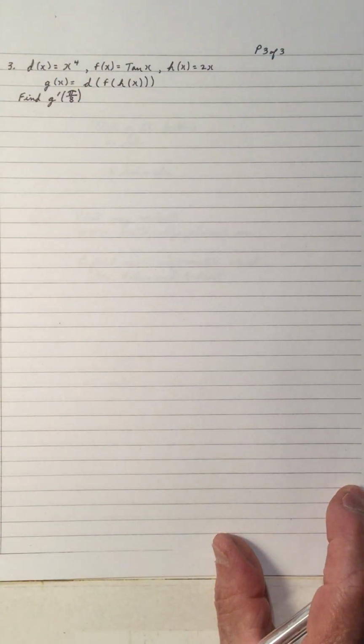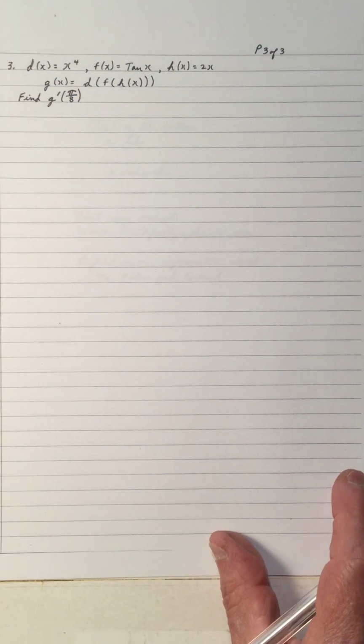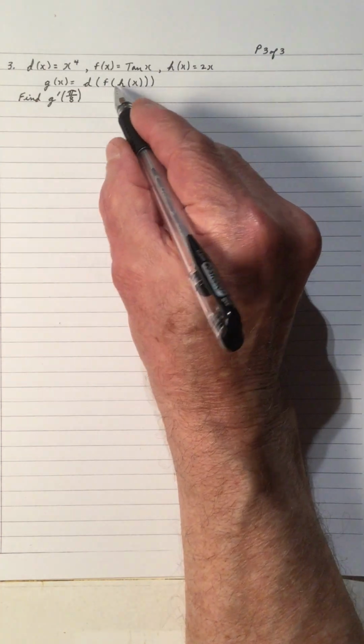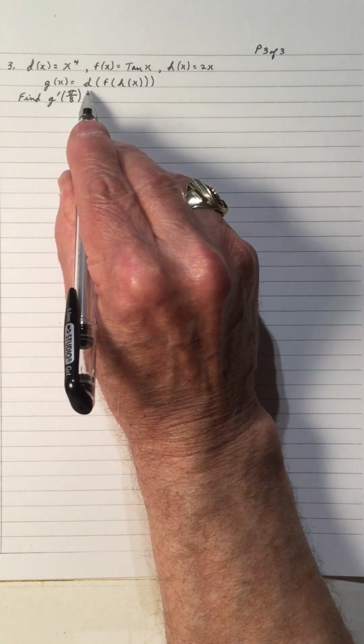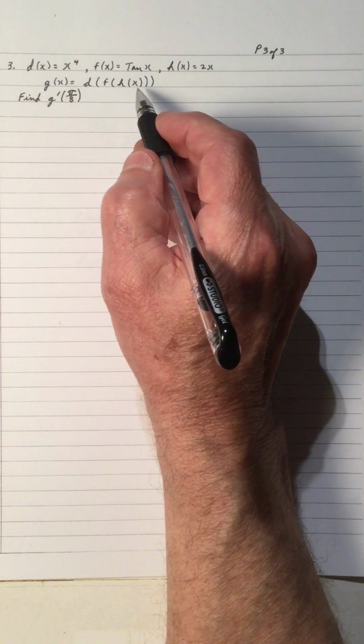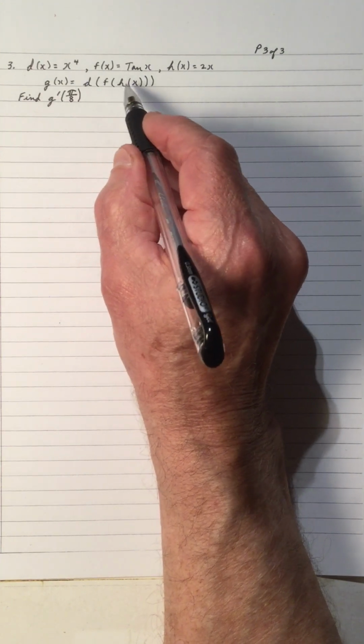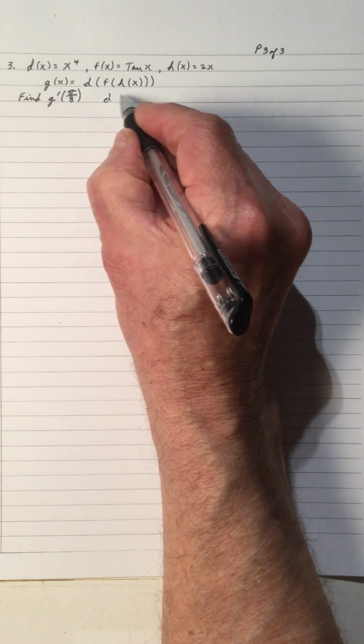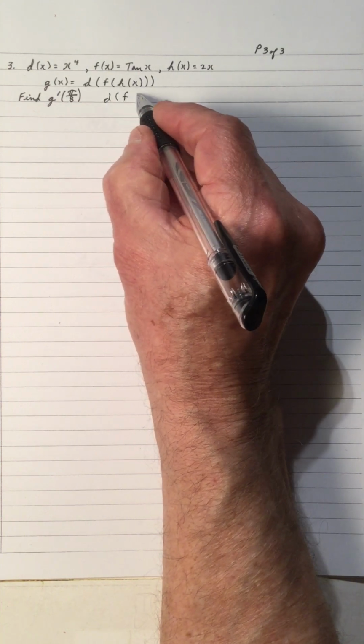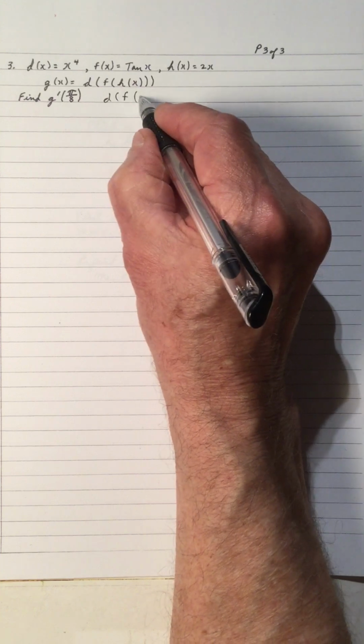Okay, let's continue. We have another one, but this time I have 3 functions. So we have to do the composite function of d, f, and h. Let's put the h in just to show it. The h is 2x.